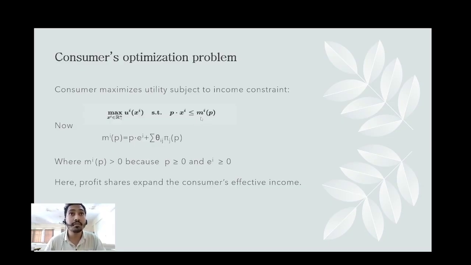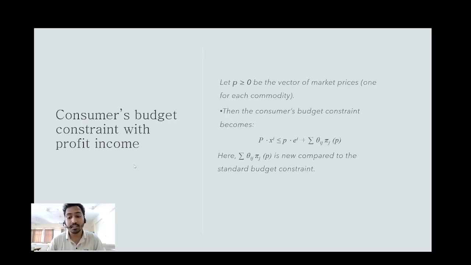So i refers to the individual's income, and the price of the commodity is the same. Here the price is equal for all consumers. Now m_i(p) is equal, whenever the budget is the standard budget constraint, to p dot e_i plus the summation of theta_ij pi_j(p), where m_i(p) is greater than 0, because we let the price be greater than or equal to 0.